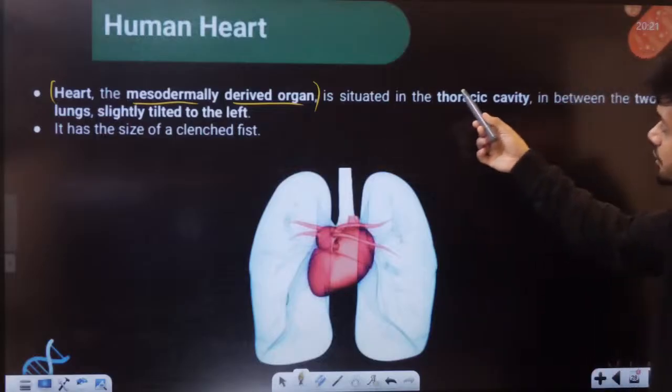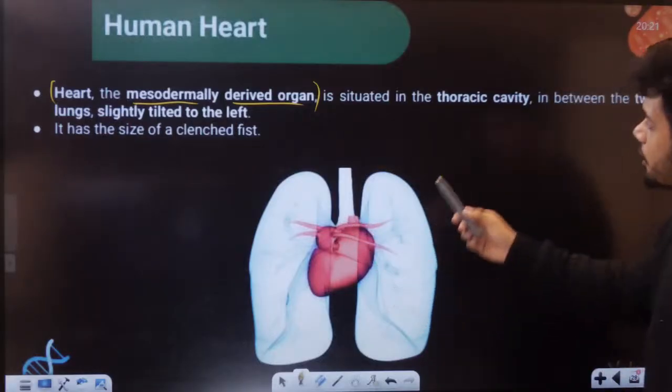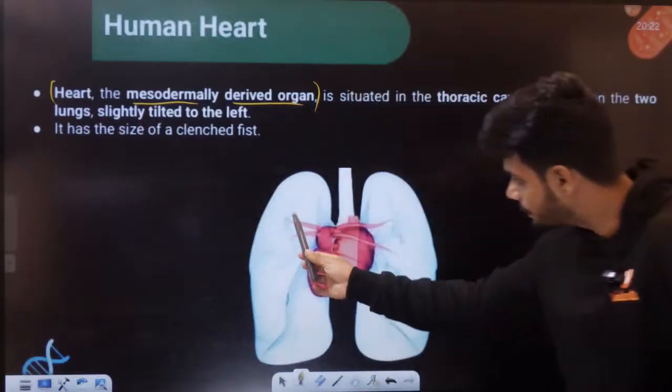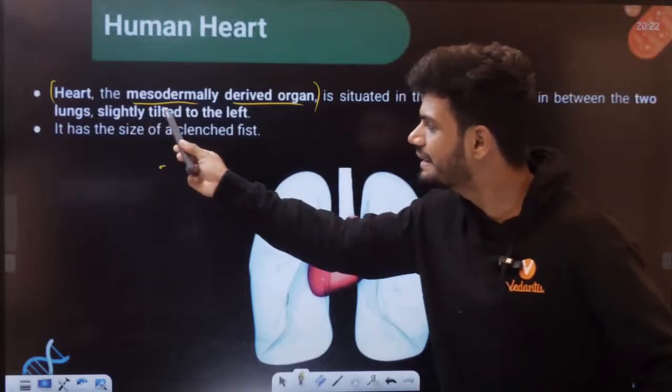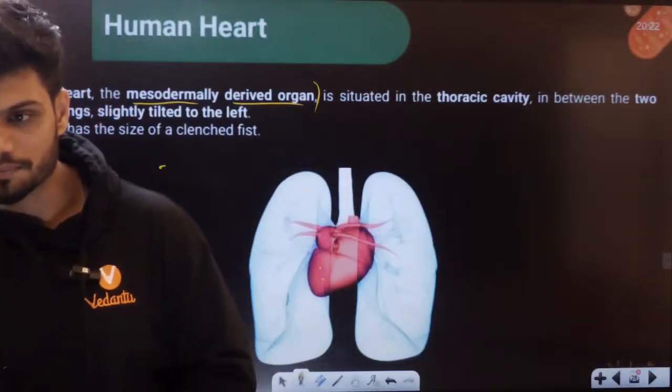It is situated in the thoracic cavity. This middle part is called the thoracic cavity, students, in between the two lungs. Between the two lungs, right in the thoracic cavity, but slightly tilted to the left. Slightly tilted towards the left, students. Okay.